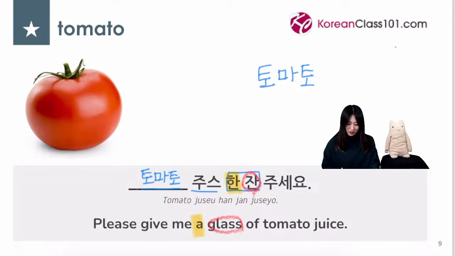And we use this 잔 as a counter. Counter words. So when you count some drinks, we use 잔. For example, 물 한 잔. 물, water. 한 잔, a glass. A glass of water. Or you can also say a cup of coffee, right? A cup of coffee is 커피 한 잔. 잔 also means glass or a cup, anything that you put in a container and drink. So we use this one when you count drinks. And 주세요 means please give me. So please give me a glass of tomato juice in Korean. 토마토 주스 한 잔 주세요.